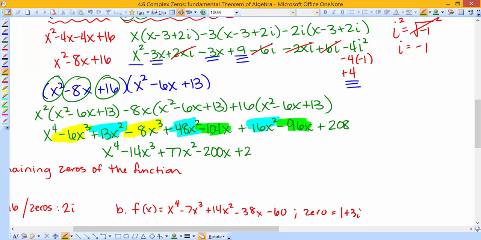And plus 208. Now it makes sense that these numbers are kind of big, because I had a 16 that I was multiplying. I had a 13 that I was multiplying by. So it is probably likely that this is correct. But if you guys do see a mistake, point it out to me tomorrow, and I can get that fixed. But I think it looks pretty good.